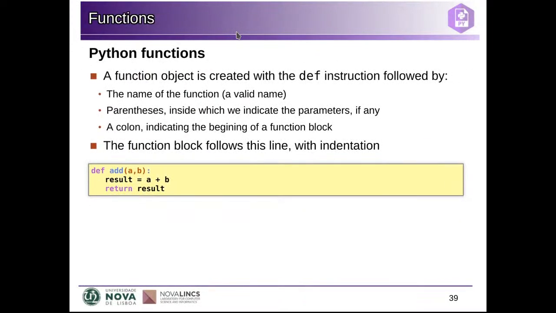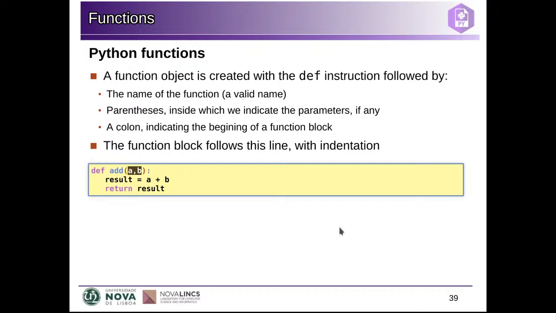So you can create a function object in Python using this def instruction to define a function. And what you do is after def, you put the name of the function. And then in parentheses, you must always add the two parentheses, open and close parentheses, but inside you can put the names of the variables that will receive values for the function.